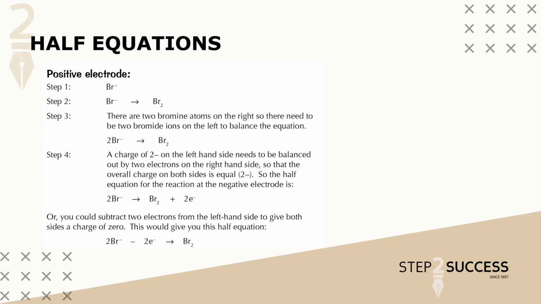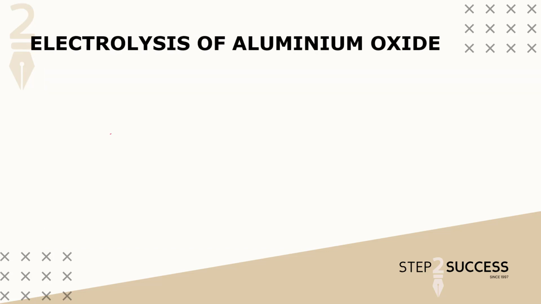And as you can see, that is exactly what we talked about over there. So that's the one that I've written first, which I would recommend. They've essentially started with that one. So there are specific electrolysis examples that you need to be aware of. And the one we're going to talk about now is the electrolysis of aluminium oxide.